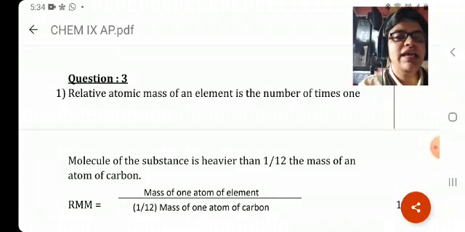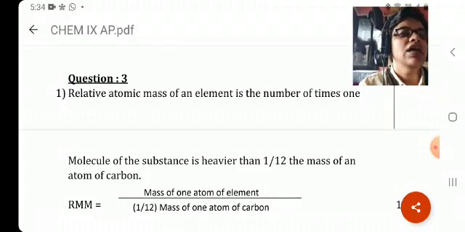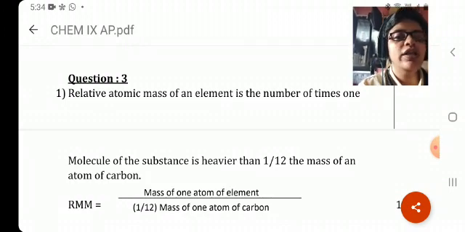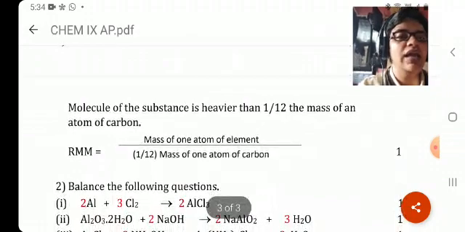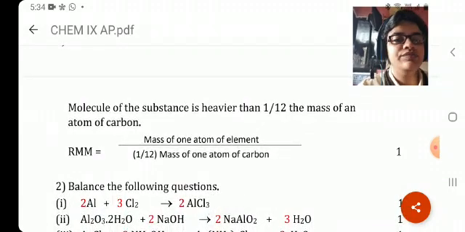Again, the definition is there, relative atomic mass. The answer is given. Relative atomic mass of an element is the number of times one atom of the element is heavier than 1/12 of the mass of a carbon atom. Here also formula is mandatory. If you have written the formula correctly, you deserve full 1 mark.